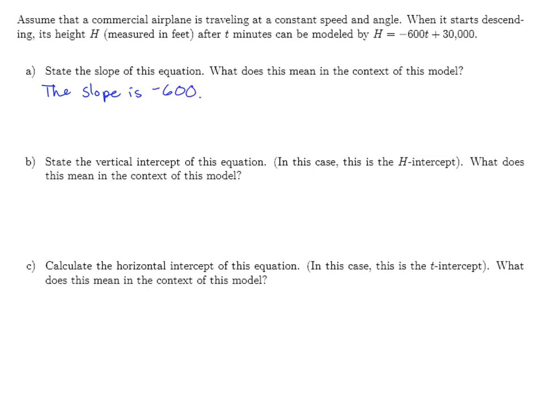In order to talk about what this means in the context of this model, there are two things that we want to note. The first is that the slope is negative, so we're going to be talking about something decreasing. And the second thing we'll want to look at is the units. So every time t increases by 1 unit, h is going to decrease by 600. And I know that based on the slope being negative 600.